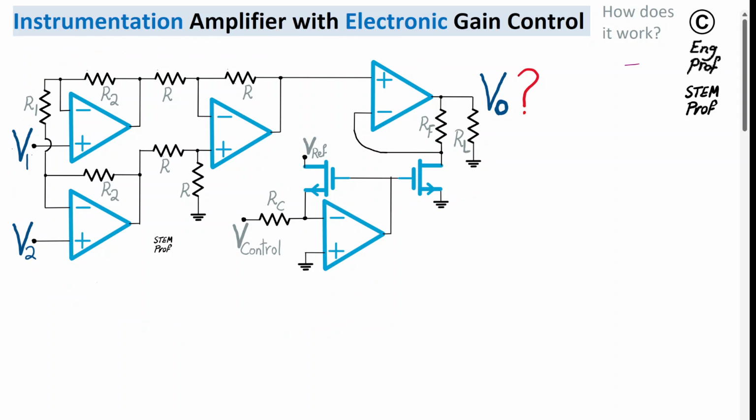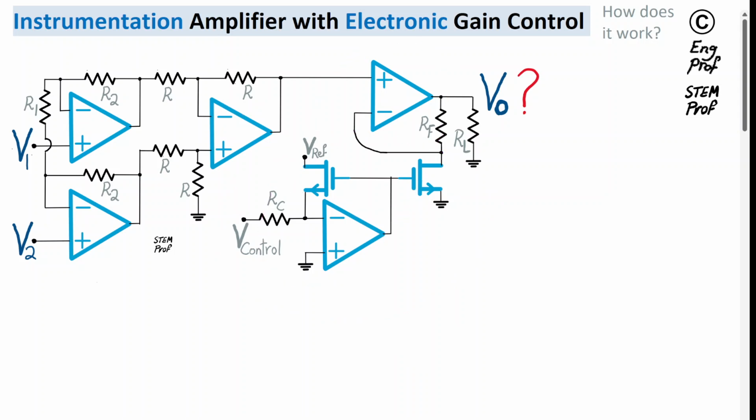We want to see how the circuit is working, what is the relationship between the output voltage of the circuit and the 2 input voltages at the input of the circuit, V1 and V2, and how the circuit is able to utilize this combination of the transistors and op-amps to electronically control the gain.